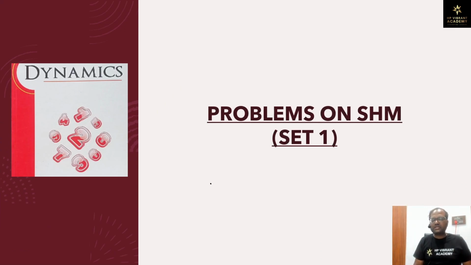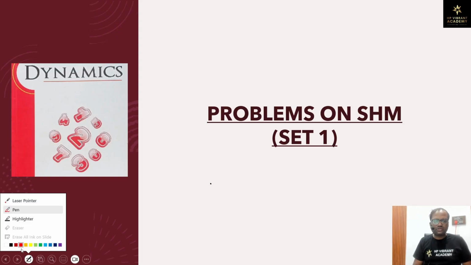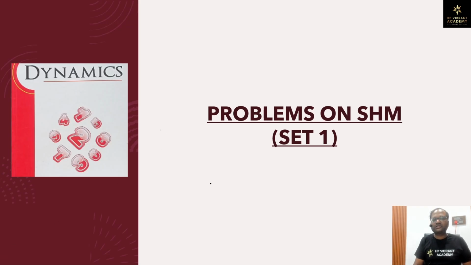In the last lecture, we started the discussion on simple harmonic motion. In this lecture, we will start discussing problems on simple harmonic motion. What we have seen in the previous lectures is that simple harmonic motion is a motion in which the acceleration at a particular point is always directed towards the center of force, and this acceleration is proportional to the distance of that point from the center of force.